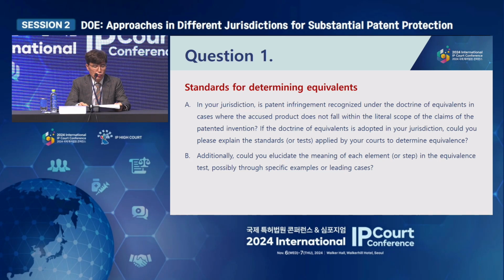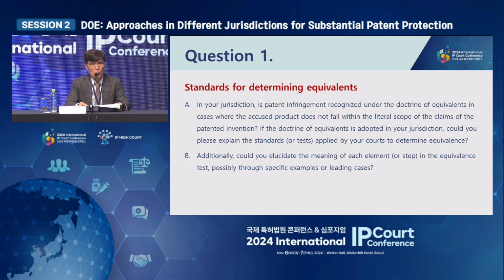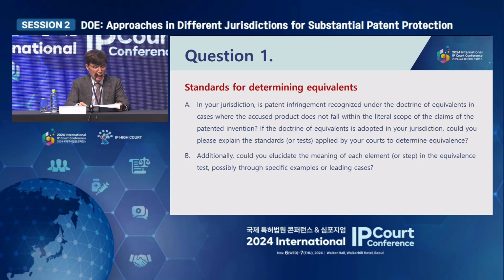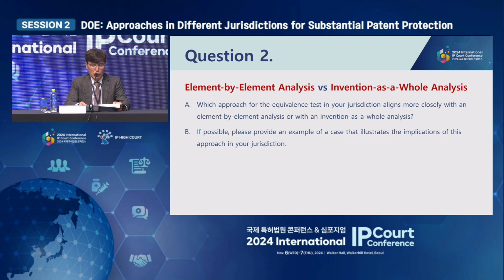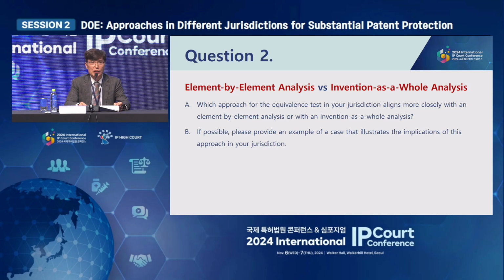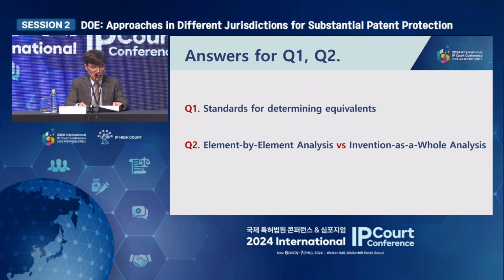So I'd like to ask our panelists to tell us about your respective country's equivalence test and what each element in the test means using examples or precedents. Also, please tell us if your country's equivalence test is closer to the element-by-element analysis or the invention as a whole analysis, and share any relevant cases. And you have 4 minutes each for your answers. Let me first start with Judge Kenji from Japan.